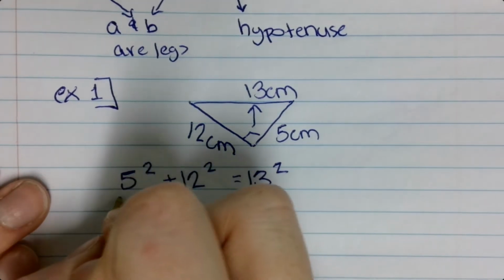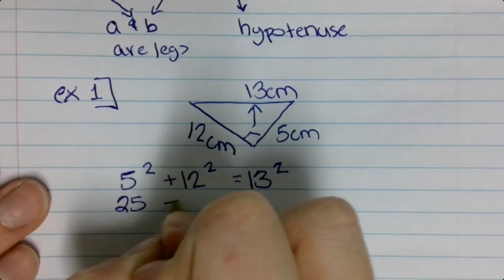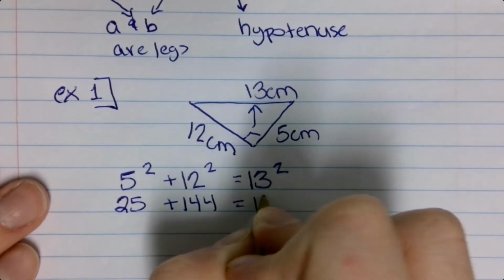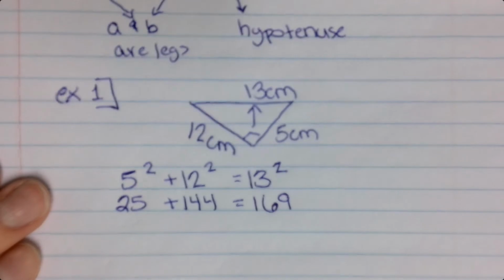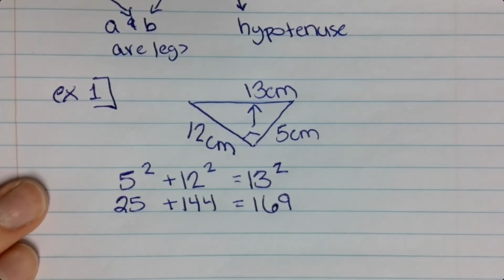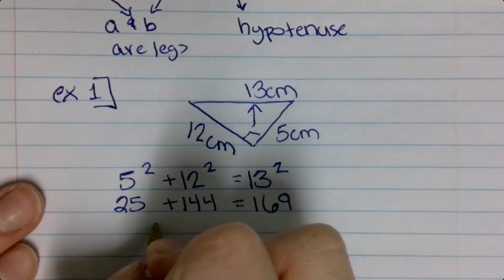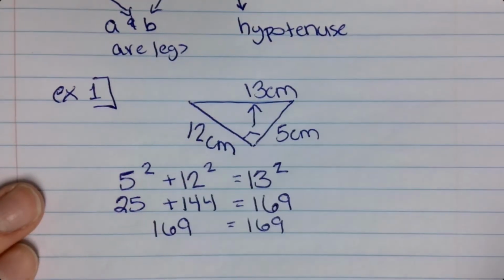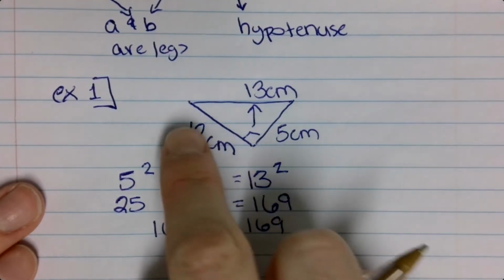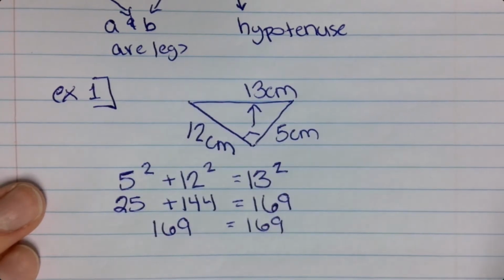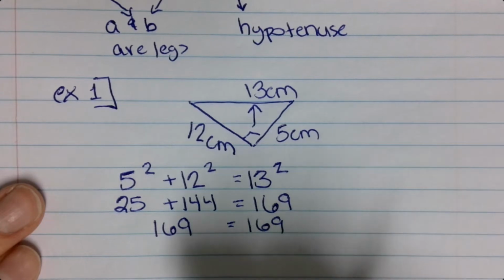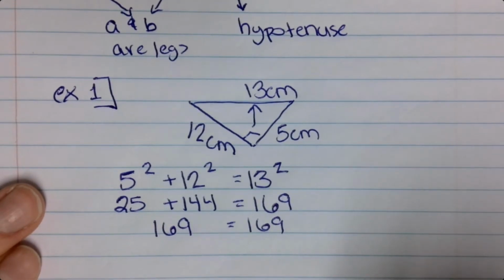So 5 squared is 25. 12 squared is 144. 13 squared is 169. If I add 25 and 144, I get 169, which equals 169. So this right here is what's called a Pythagorean triple. It equals nice numbers. All right?